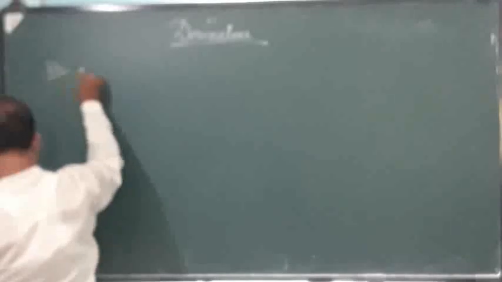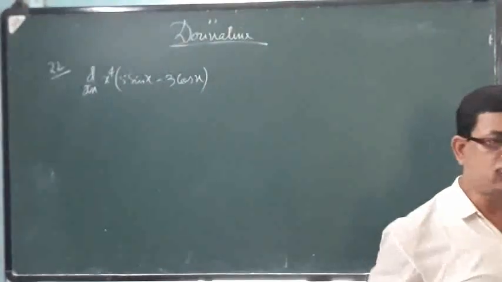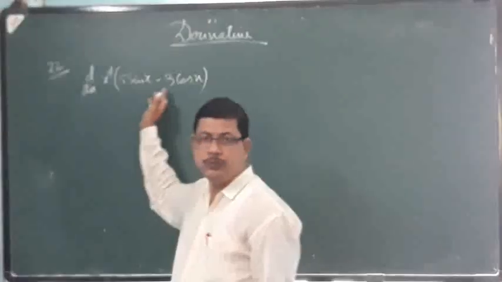Question number 22: differentiate x to the power 4 into (5 sin x minus 3 cos x). So we are going to do this sum, and this sum is of the form u into v. Now students, look at this one. This is of the form what? U into V.